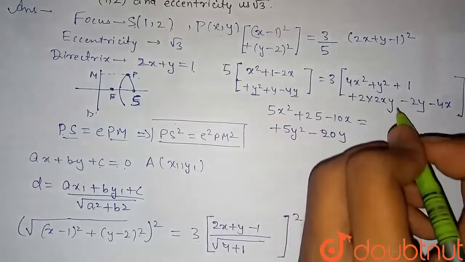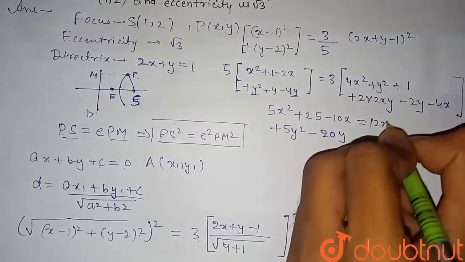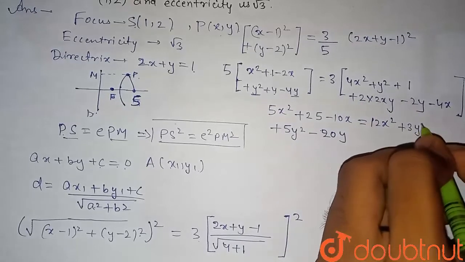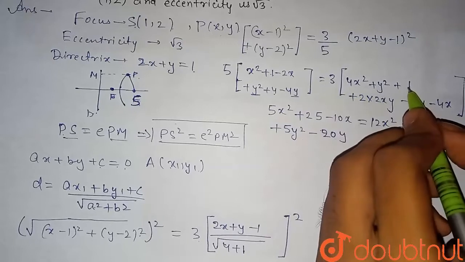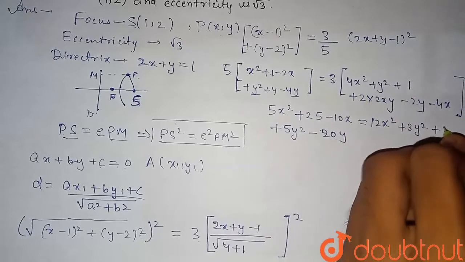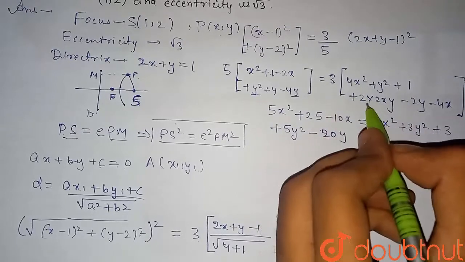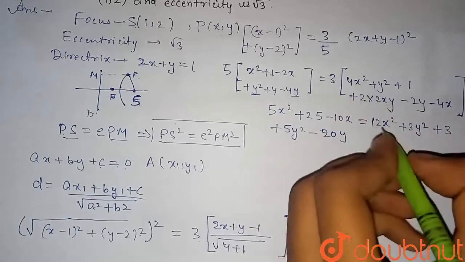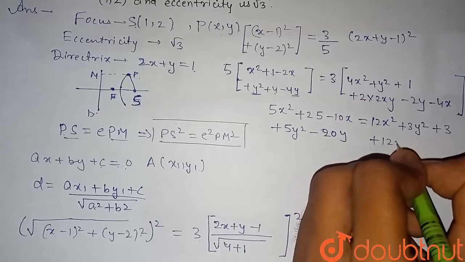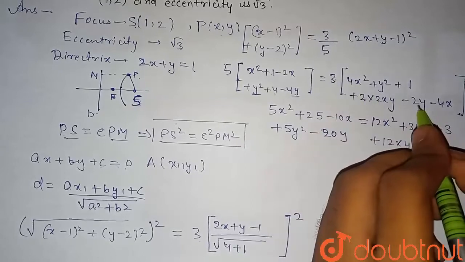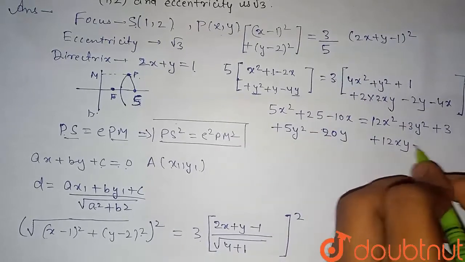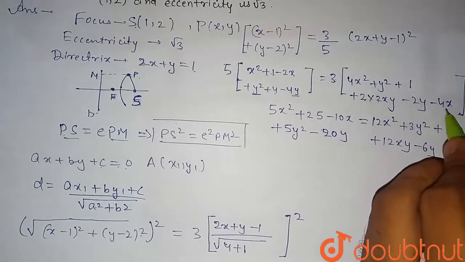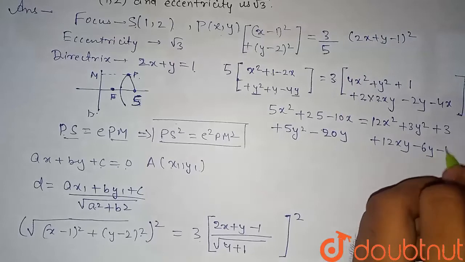And this is equal to 3 into 4, so that will be 12x square here, this will be 3y square, and this will be minus 3, that is 3 into 1, so plus 3 will be there. And 3 into 2 into 2 into xy, so that will be 4xy into 3, so plus 12xy only, and this 3 into minus 2y, so that will be minus 6y, and here this 3 into minus 4x, so that will be minus 12x.